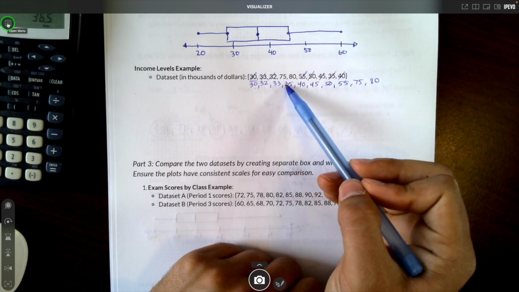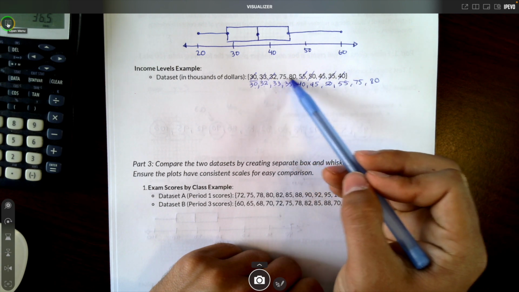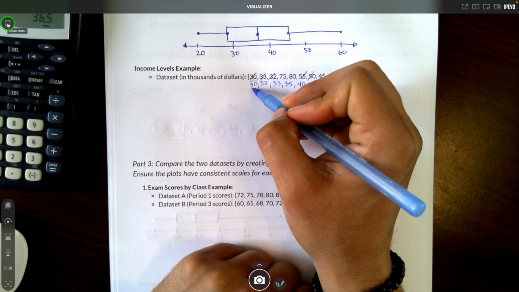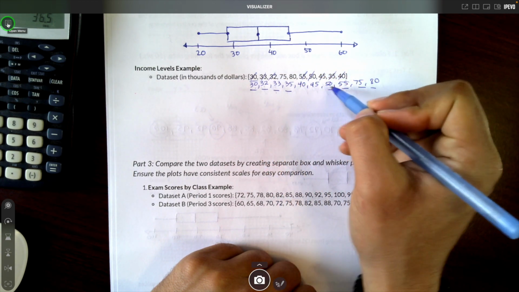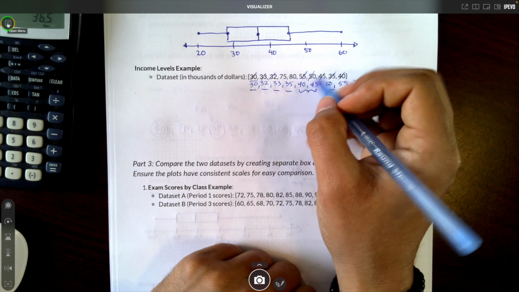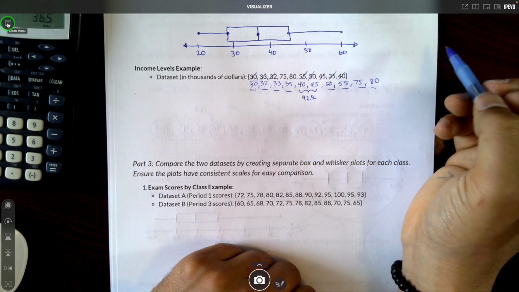All right, so let's see if there's an even number, an odd number. 1, 2, 3, 4, 5, 6, 7, 8, 9, 10. So since there's 10 numbers here, it means that there's going to be 2 numbers in the middle. So I'm going to cross out 4. 1, 2, 3, 4. 1, 2, 3, 4. These 2 numbers, I'm going to take the average of 40 and 50. That gives me 42.5. Okay.